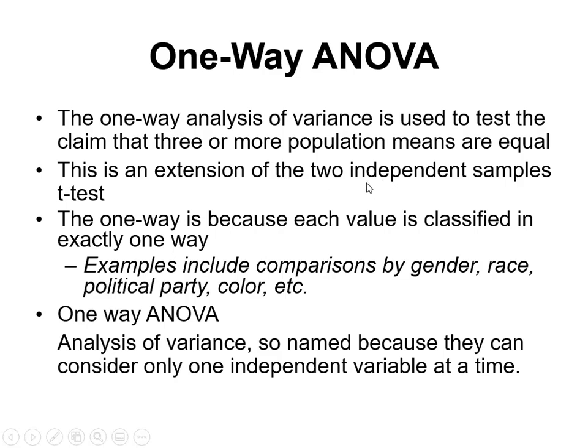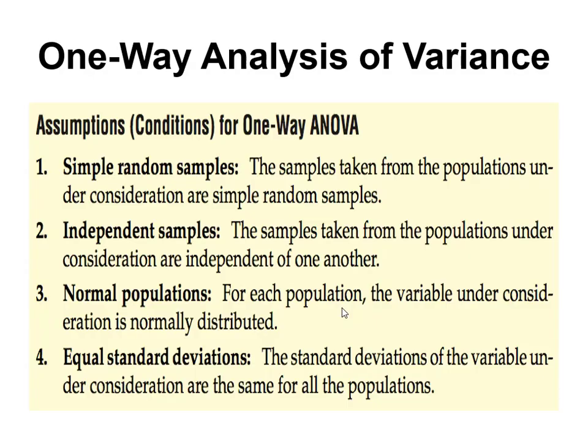Why is this an extension of the two independent sample test? Because now we are going to compare three different types of data. It is one-way because each value is classified in exactly one way. Examples include comparison by gender, race, political party, or color, such as the effect of gender or political party on a person's income. So this is a simple example of one-way ANOVA. As I already discussed, we can only consider one independent variable at a time, which is why it is called one-way ANOVA.